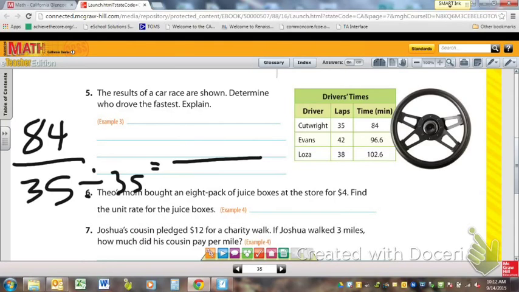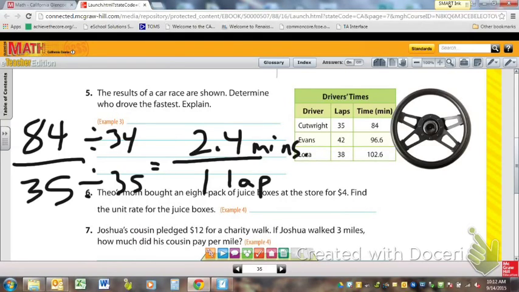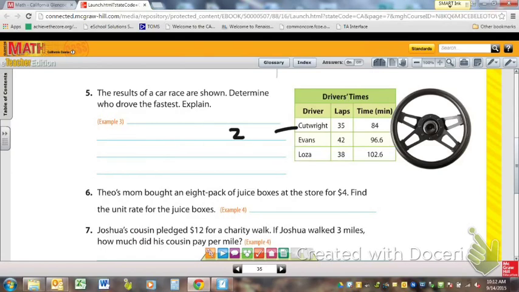And I'm going to divide 35 divided by 35 is 1 lap. And when I divide 84 by 35, it's going to come out as a decimal, 2.4 minutes. So I know that Cutright is 2.4 minutes for each lap. So I need to find out Evans and Loza, and then from there you can determine who was the fastest.